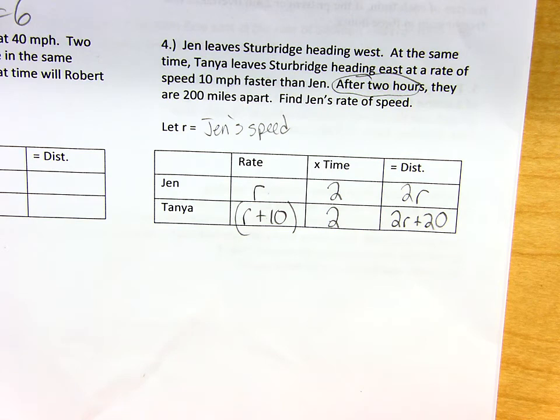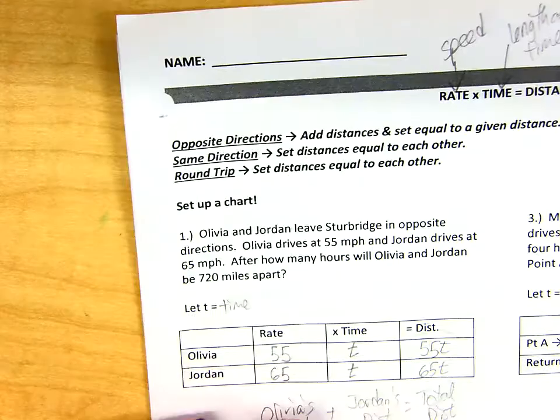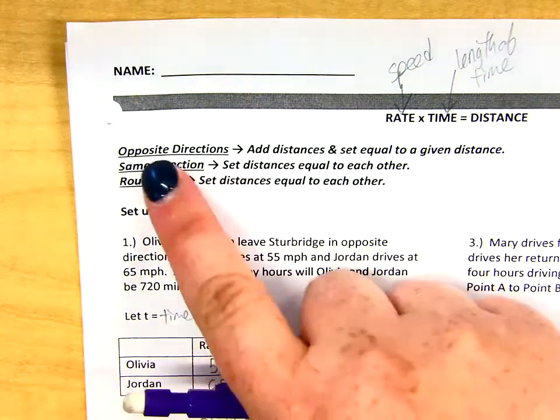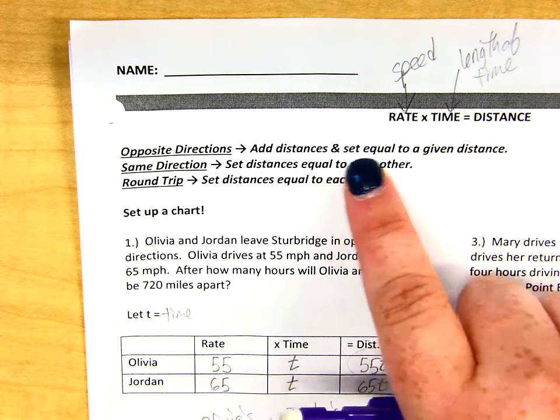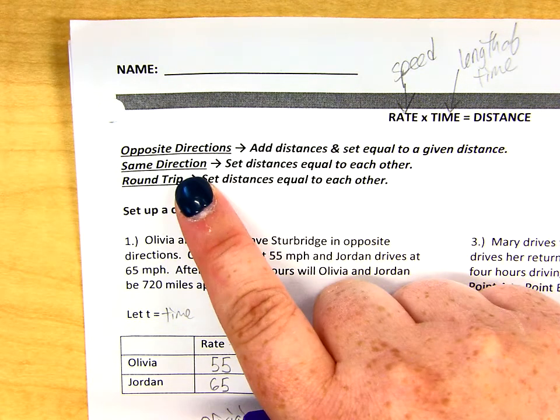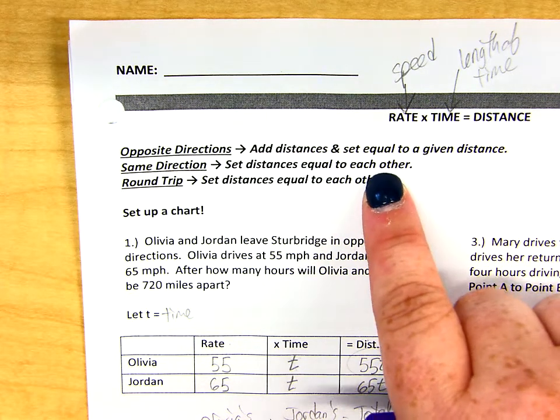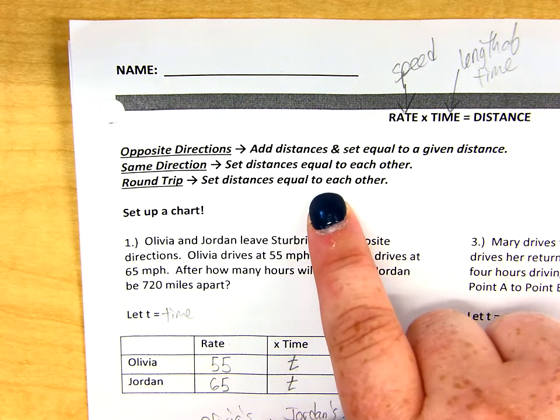Okay, now that your chart is completely filled out, now you have to set up the equation. And this is where it changes every time. You have to think about what type of problem this is. And there's only a few things that you're going to do to set up the equation, and they are all recapped at the top. So let's recap what's going on. If the people are going in opposite directions, I'm going to add the distances together and set equal to whatever distance they tell me. If they're going the same direction, so this is one person trying to catch up with another, I would set the distances equal to each other. If it's a round trip, I would also set the distances equal to each other.